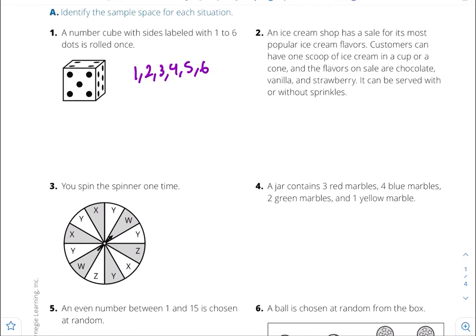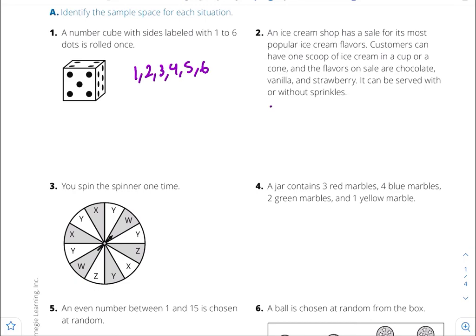Number 2, now there's an ice cream shop that has a sale for its most popular ice cream flavors. Customers can have 1 scoop of ice cream in a cup or a cone, and the flavors on sale are chocolate, vanilla, and strawberry. It can be served with or without sprinkles. So you have to think of all of the possible combinations that there are.